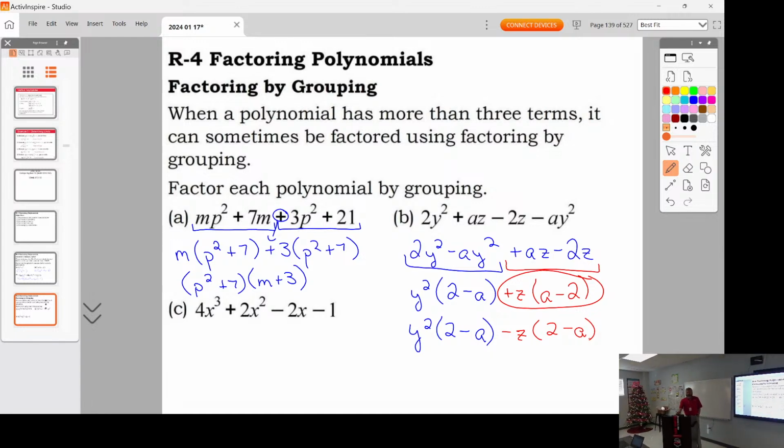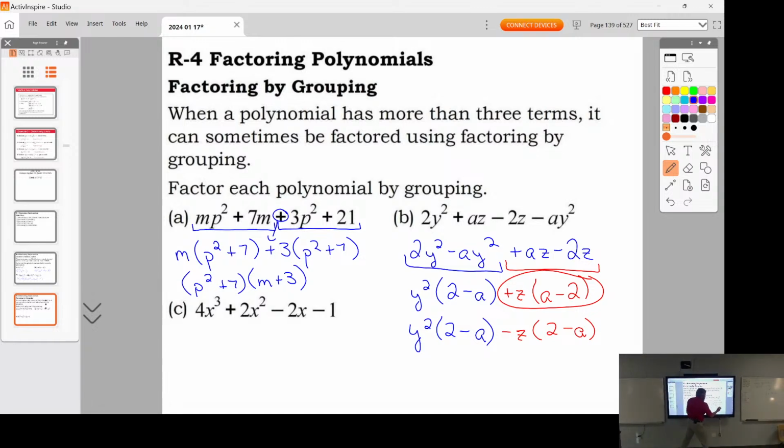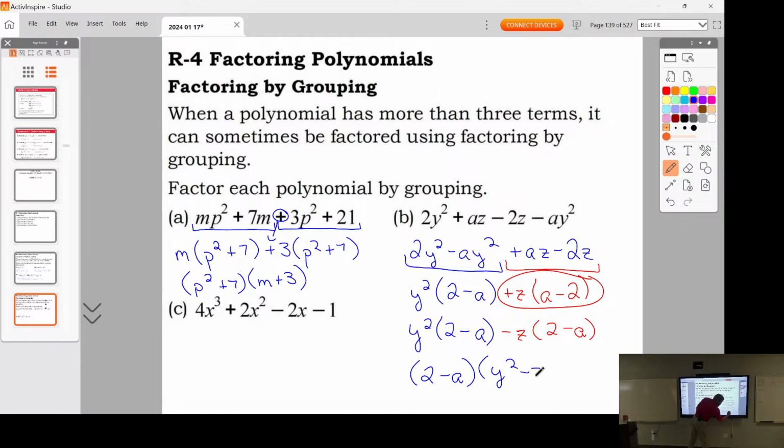Any questions on that? Okay. Guys, this is a very, very powerful tool, factoring out a -1. We do it with fractions, we do it with expressions, we do it all the time. Now do I have two pieces that are the same in the two terms? Yes. So now I can factor out that 2 minus a. And what's left? Y squared minus c.